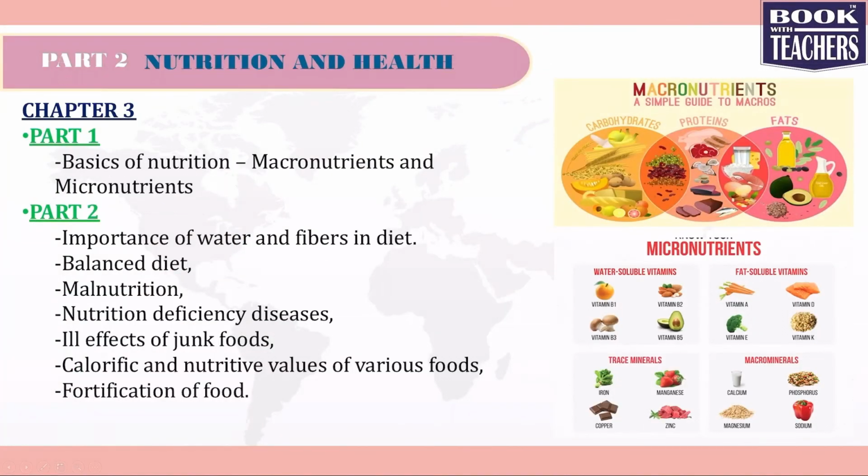Now coming to part 2, which is nutrition and health. So in this we'll be studying chapter 3, which has 3 parts. Part 1, 2 and 3. So in part 1 we'll be learning about basics of nutrition, where we'll be learning regarding macronutrients as well as micronutrients. So now what are macronutrients? I will explain to you in simple terms. So as you can see in this photo, macronutrients are mainly carbohydrates, proteins and fats. Now these are the nutrients which your body uses in largest amount.